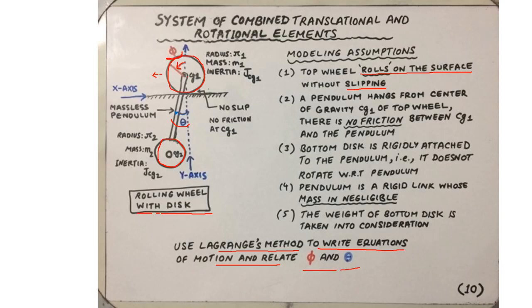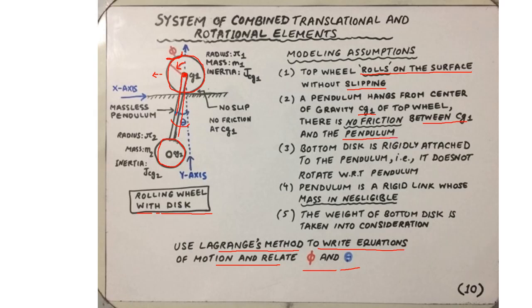The other assumption is that the pendulum is hanging from the center of the wheel, essentially the center of gravity of the wheel, CG1, and there is no friction at the point of contact. So there's no friction between CG1 and the point where the pendulum is hanging from.